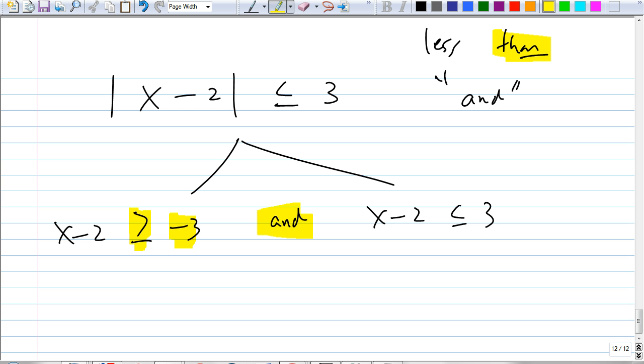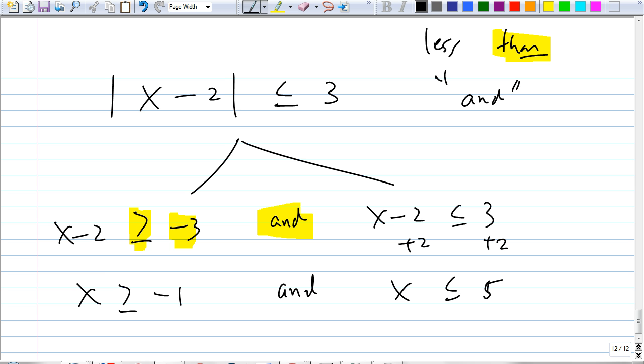So they will get kind of creative. They don't just give you absolute value of x. They have some other expression. And so how would you graph this? Do you think you have to solve for x? Do you know how to solve for x? What do we do? Add 2 to both sides, we get x greater than or equal to negative 1, and x less than or equal to 5. Do you guys understand?